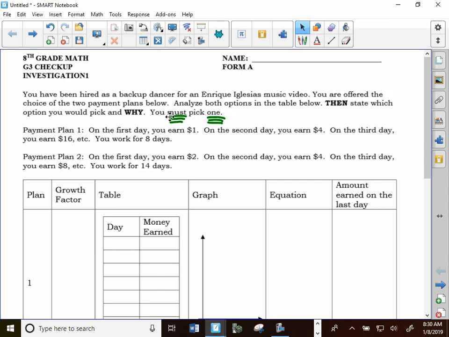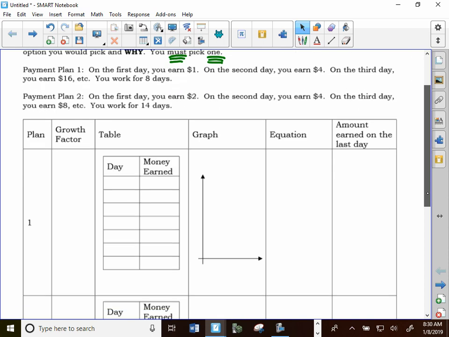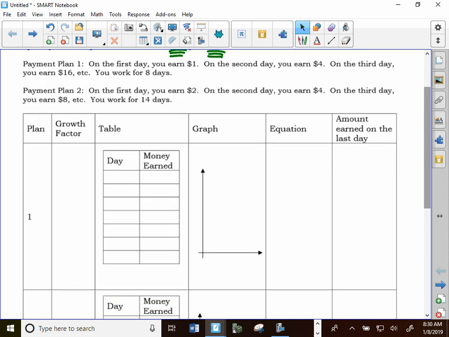So payment plan 1, on the first day, you earn $1. On the second day, you earn $4. On the third day, you earn $16, and so on. And then you work for 8 days. So if I fill in the days, right, day 1, $1, day 2, $4, day 3, $16, and so on. If I look at that pattern from day 1 to day 2, this is being multiplied by 4. So if it's being multiplied by 4, our growth factor is 4.